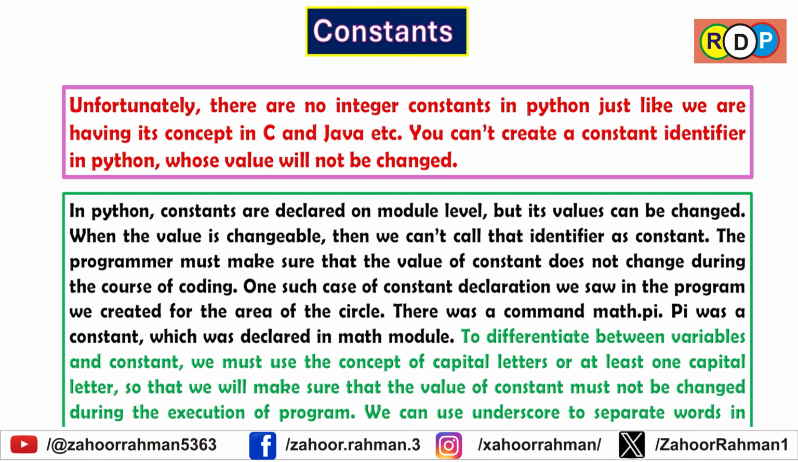We can use underscore to separate words in a constant, and this is the basic rule for naming the variable. For example, if I am writing father, father is one word, name is another word. You cannot provide an embedded space between father and name. It is illegal. So instead of the space, you have to write underscore. So father underscore name. You can see that the first letter is written as capital. Grand total, G is capital, and T, so that we will understand this is not a variable and this is a constant.